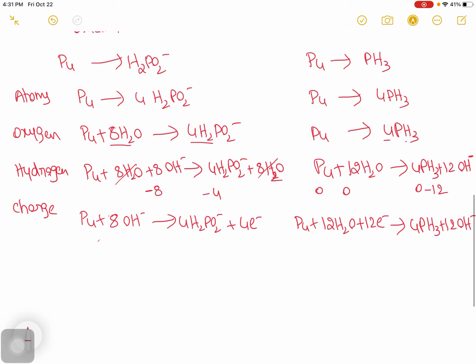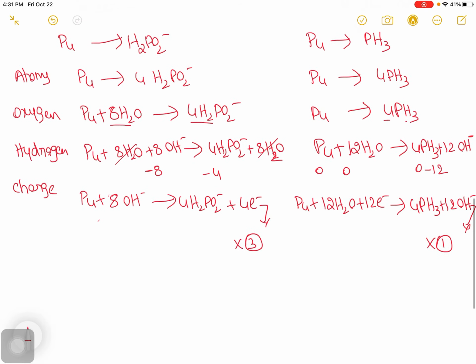Finally we have to equate the electrons. We need to equate the electrons by multiplying the first equation with 3. In this second equation, 12 electrons are already there, so you can take it as it is, multiplied by 1. Multiplying the first equation gives 12 electrons, and on the other side 12 electrons are already there.